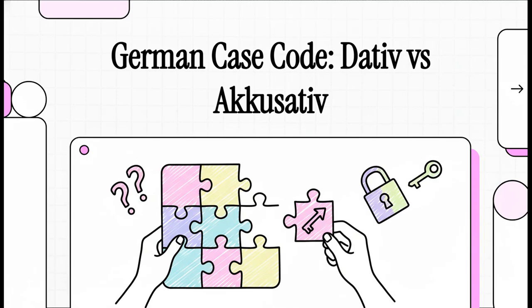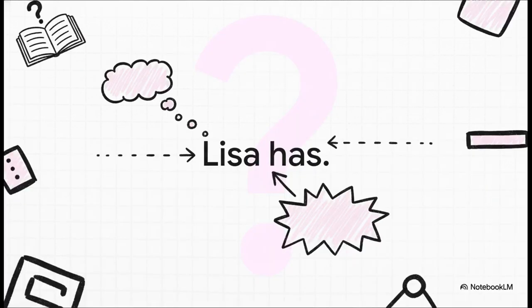All right, let's talk about one of the things that trips up almost everyone learning German, the dative and accusative cases. It can feel like you're trying to crack some impossible secret code. But here's the good news, it's not about guessing. There's a system, a logic to it, and today we're going to crack that code together. Let's dive right in.